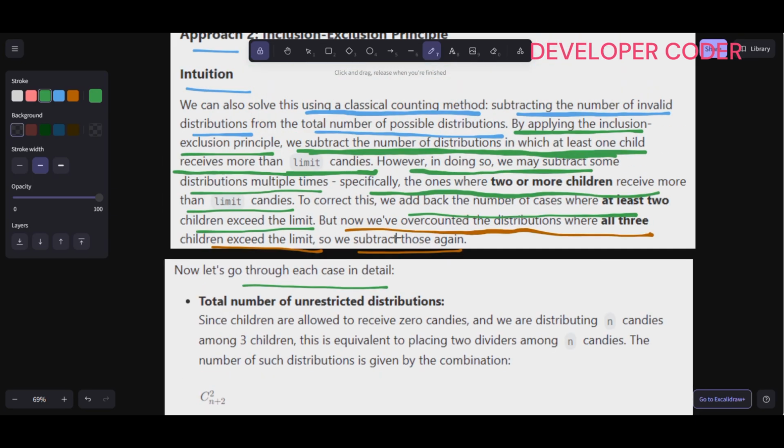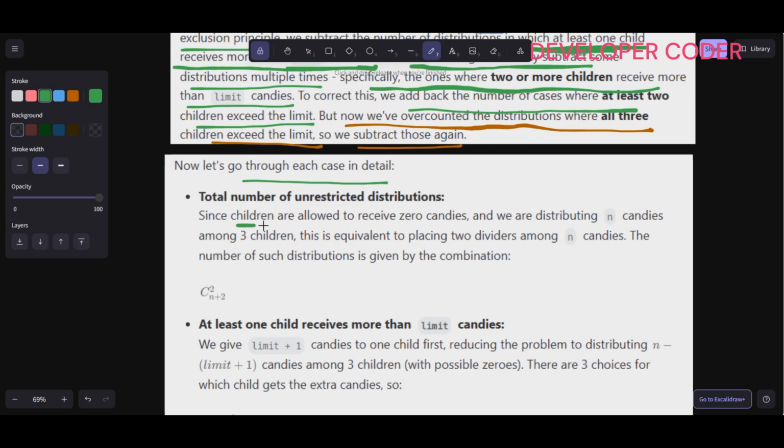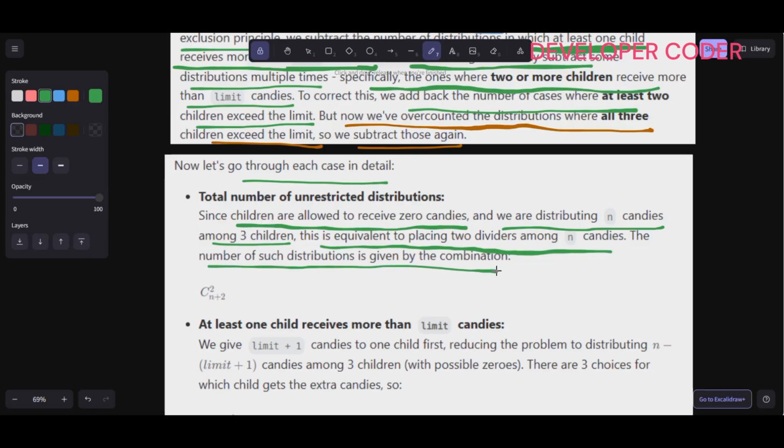Okay, so this is very important. Don't get puzzled here. Since children are allowed to receive 0 candies and we are distributing n candies among 3 children, this is equivalent to placing 2 dividers among n candies. The number of such distributions is given by the combination.